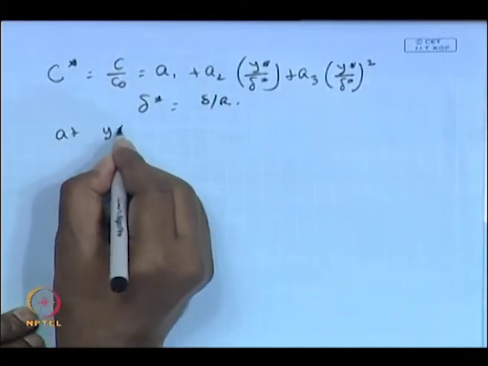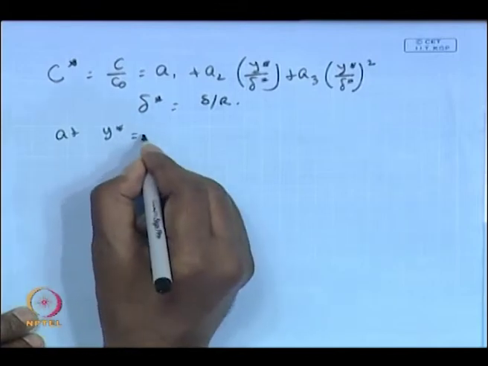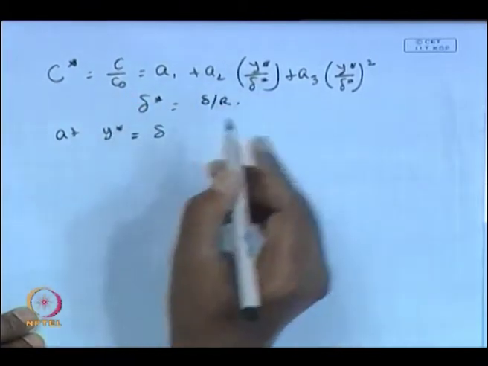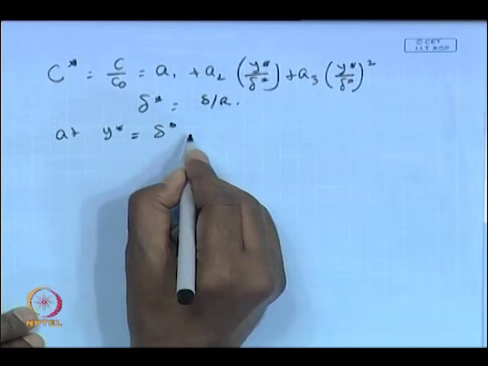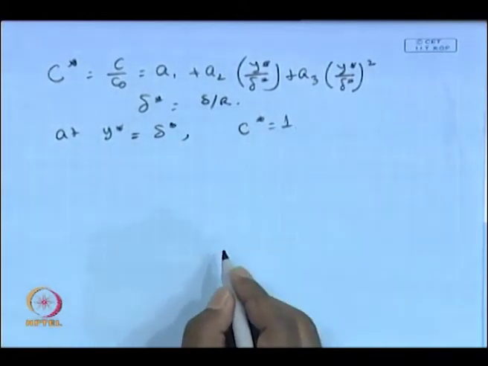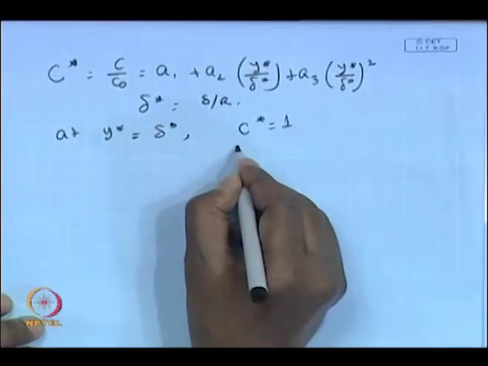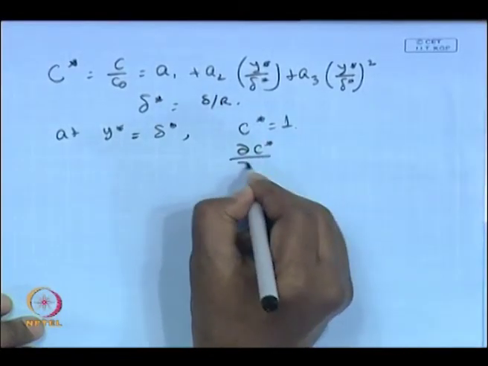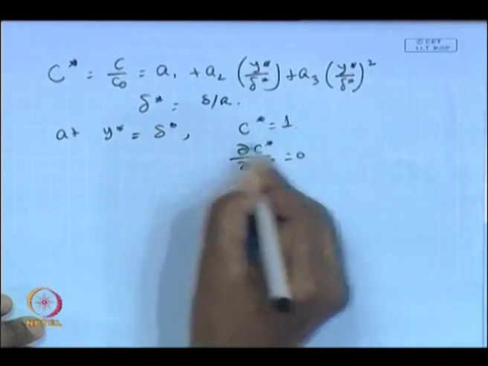Now, the boundary conditions this concentration profile must satisfy: at y star equal to delta star, C star is equal to 1. So, that is the definition, right. At the edge of the boundary layer, the concentration is 99% of the free stream concentration. So, at y star equal to delta star, C star is equal to 1. At the same time, another boundary condition must be satisfied at the edge of the boundary layer, that is del C star del y star must be equal to 0.